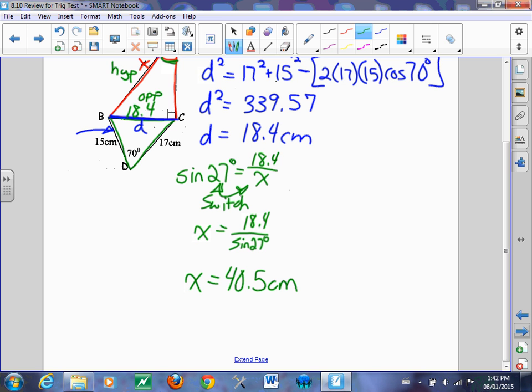So again, if you have two triangles, you're probably going to have to use a common side in order to help you.